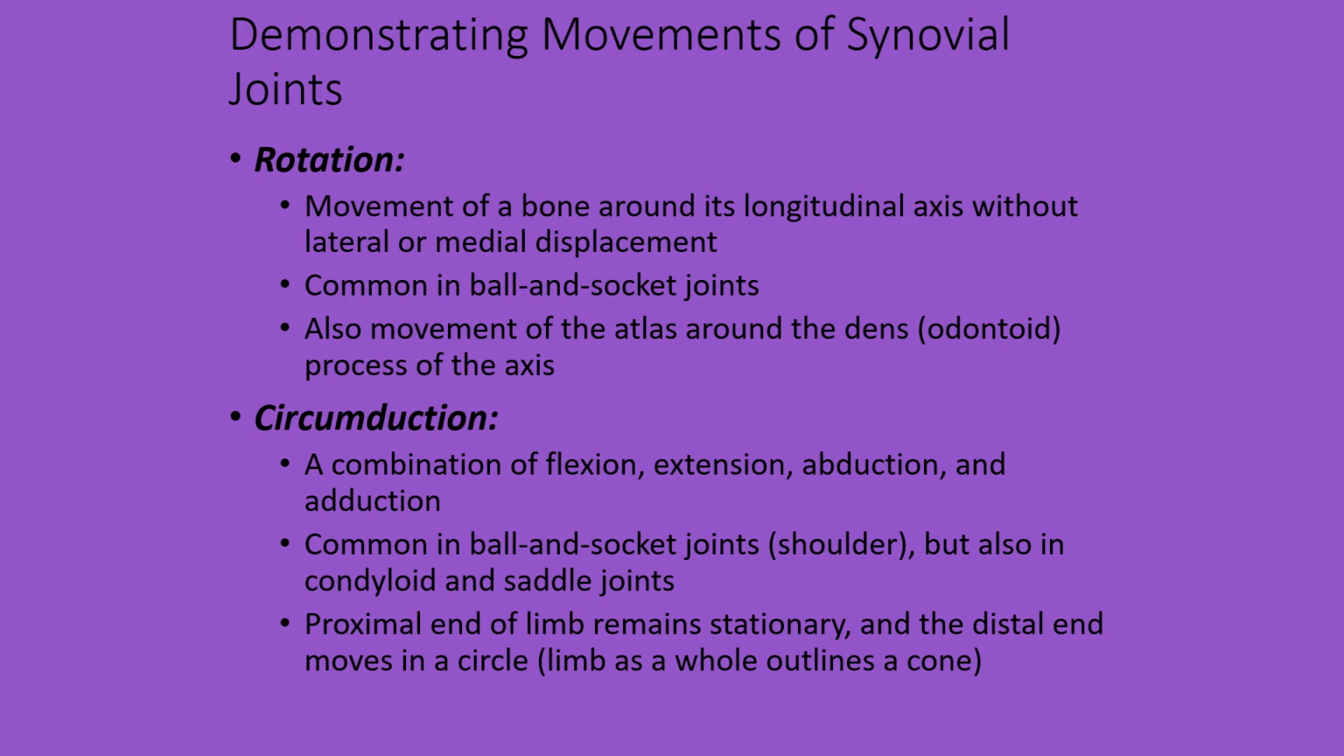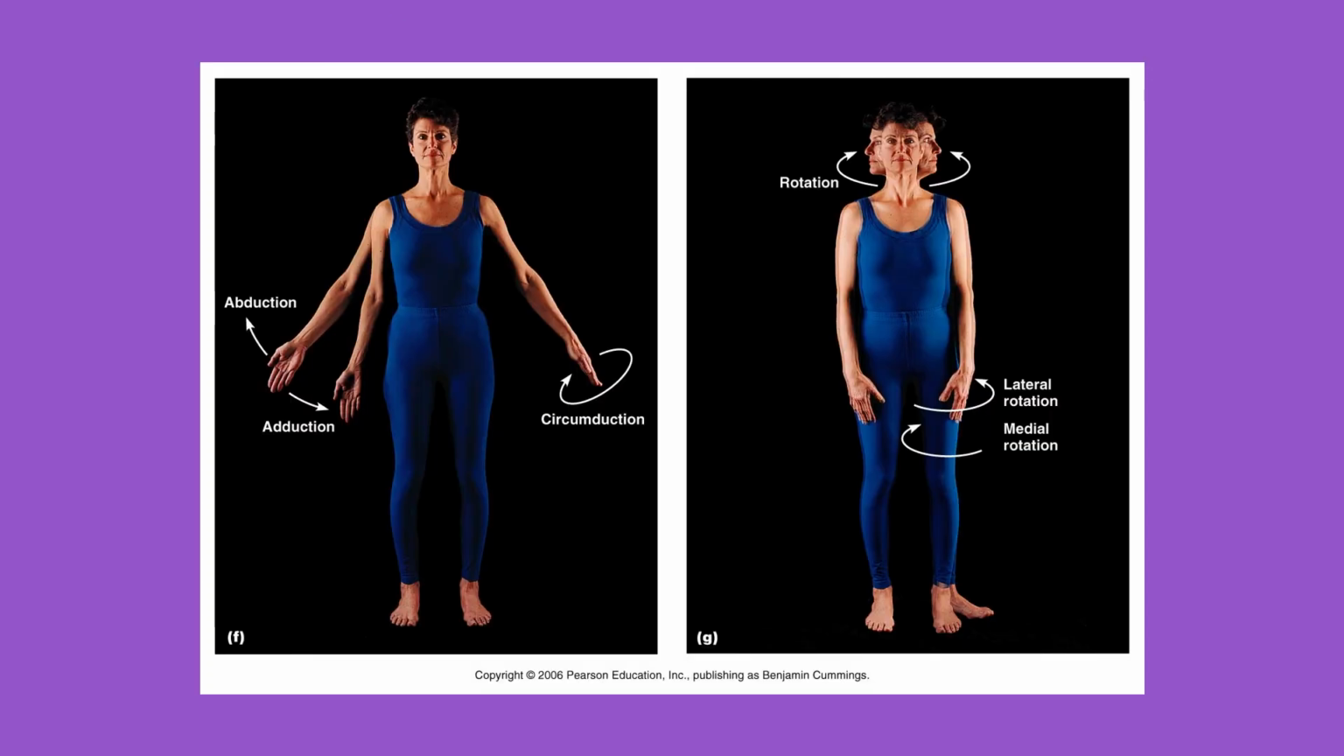Rotation is the movement of the bone along the longitudinal axis. It is very common in ball and socket type of joints. In circumduction, it's a combination. You're kind of doing flexion, extension, abduction, and adduction all together at once.